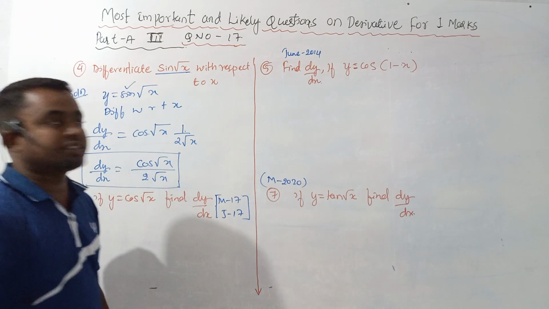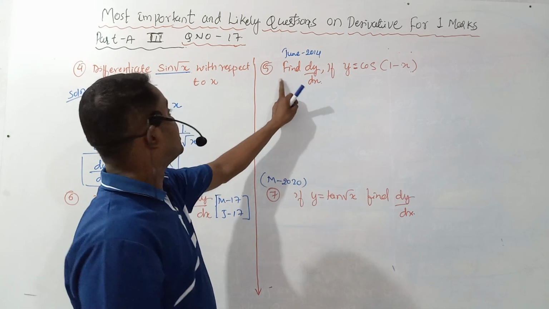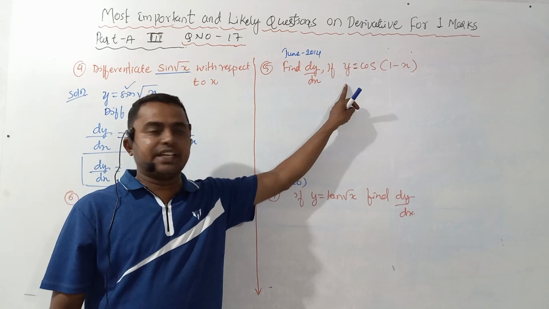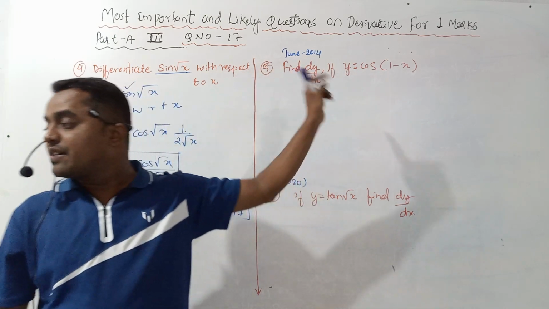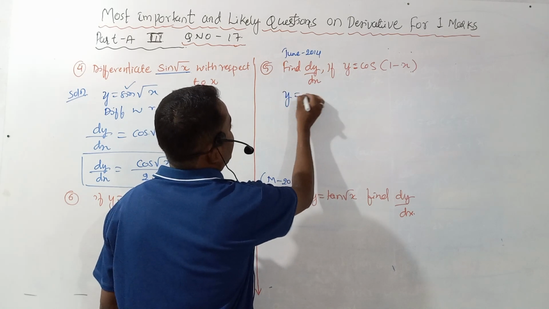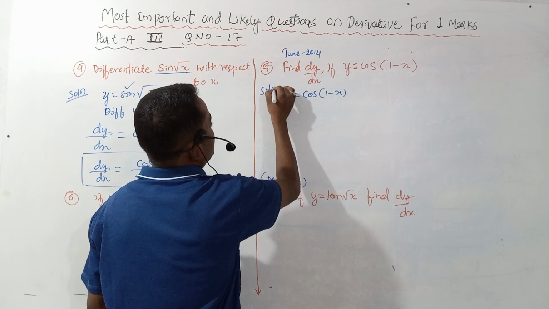Next, fifth problem. This question was asked in June 2014. Find dy by dx if y is equal to cos(1 minus x). Write the given function first: y is equal to cos(1 minus x). Solution of the problem.